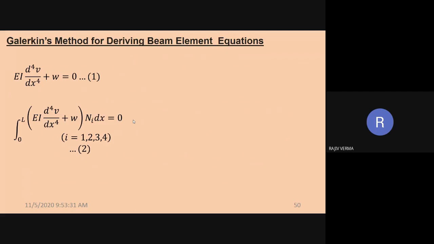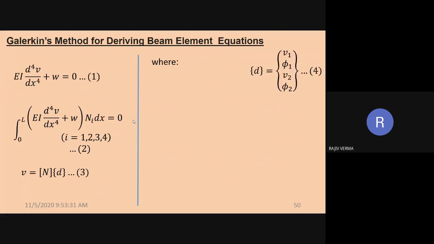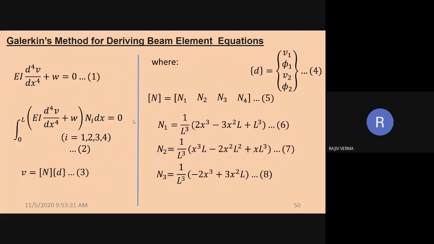So this is equation number 2, which is the required statement for the Galerkin approach. We have equation number 3, which is the displacement field expressed as a function of degrees of freedom. We already know expression number 4, and the required shape functions have already been derived earlier.